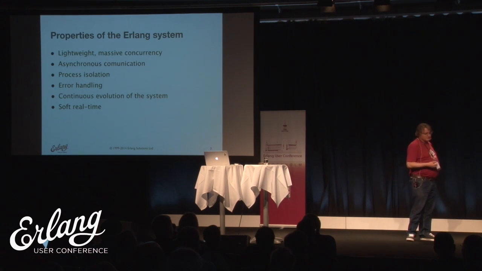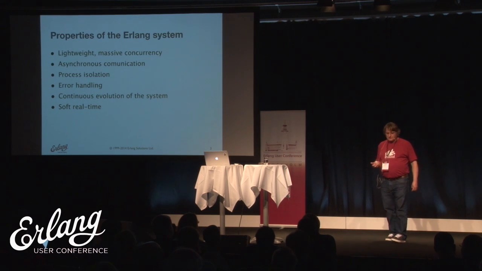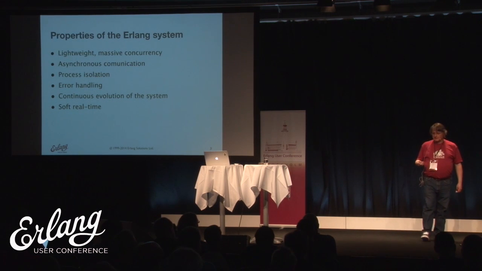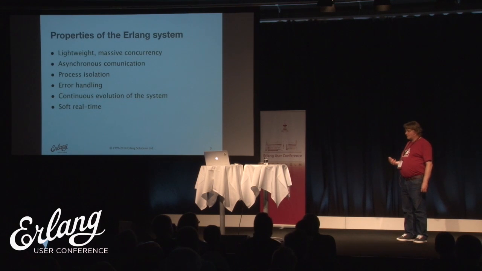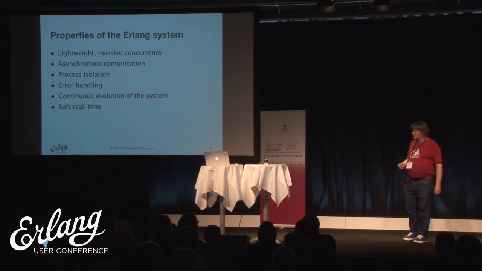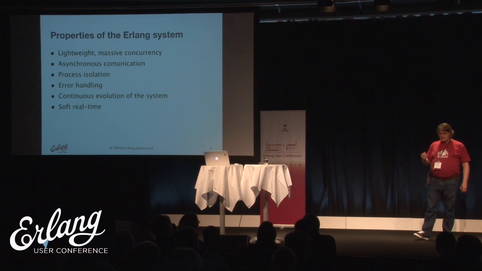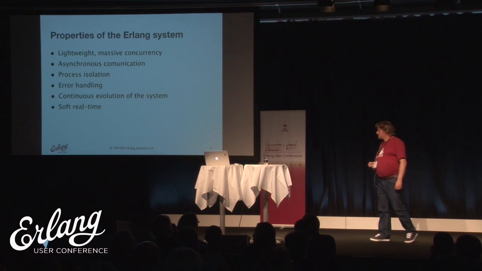We have process isolation, of course, so things can happily crash without ruining other stuff as well. We have error handling, or rather we have primitives for building error handling systems. The same thing with the concurrency model: there are primitives in there, and you make more complex things yourself. The same with error handling. There are primitives for building fault-tolerant systems, but you have to do it yourself.